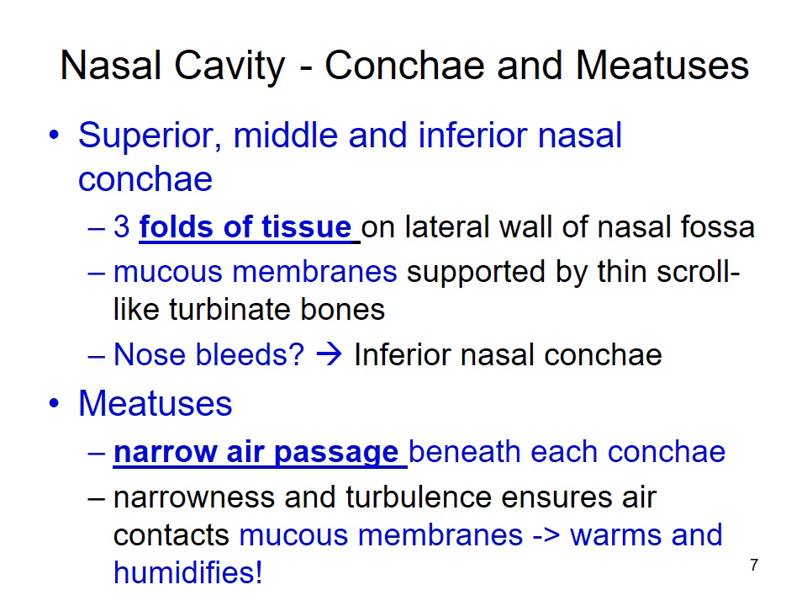Now, in between the folds of tissue, you're going to have narrow passageways, little tunnels. Those are called your meatuses, and the pathway is where the air is going to fit in and interact with the conchae, the folds of tissue. As the air travels through the passageway, it interacts with both the mucous membranes and the veins and arteries that are involved, allowing the air to become warmed and humidified. Let's go ahead and take a look at an illustration so we can have a sense of air coming into the nasal cavity and interacting with both the tissue and the air passage.